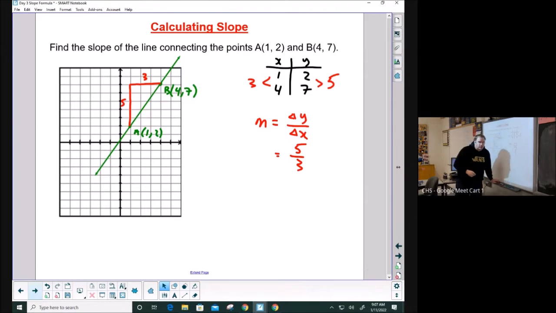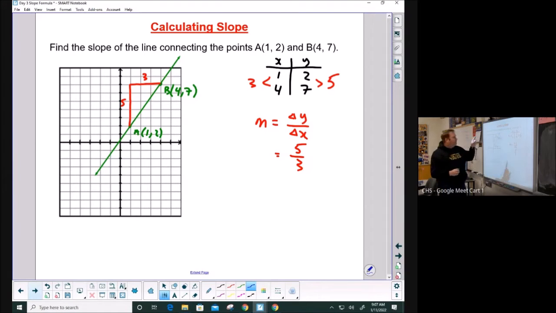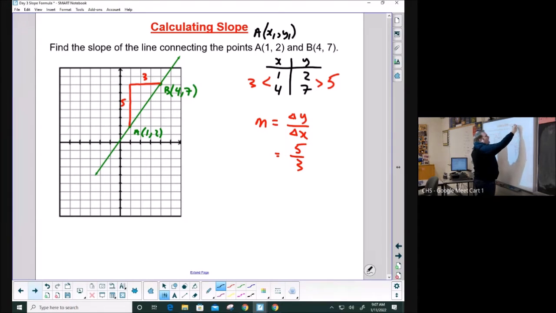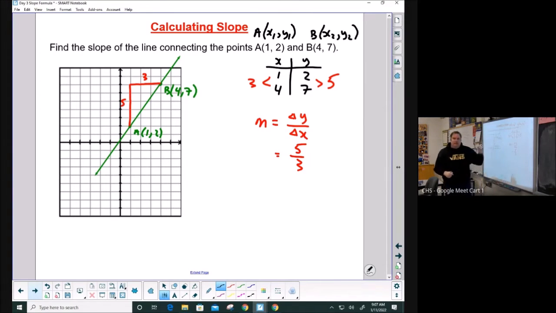All right, and it's the official slope formula. So the official slope formula does this. Instead of looking at this specific question, I'm going to pretend that I have a general statement. So A is going to be x1, y1, and B is x2, y2. Now, those little notations I just wrote down are called subscripts. They're at the bottom of the variable. They are not exponents. Remember, exponents are superscripts, up at the top. So when you see this x2, that's not x squared. That is x sub 2.